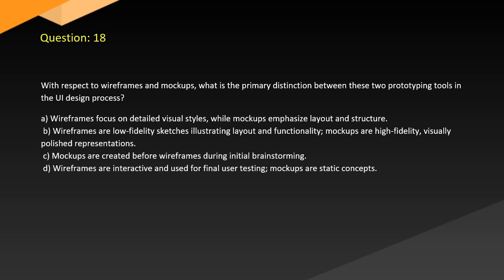Question 18. With respect to wireframes and mockups, what is the primary distinction between these two prototyping tools in the UI design process? A. Wireframes focus on detailed visual styles, while mockups emphasize layout and structure. B. Wireframes are low-fidelity sketches illustrating layout and functionality. Mockups are high-fidelity, visually polished representations. C. Mockups are created before wireframes during initial brainstorming. D. Wireframes are interactive and used for final user testing, and mockups are static concepts.